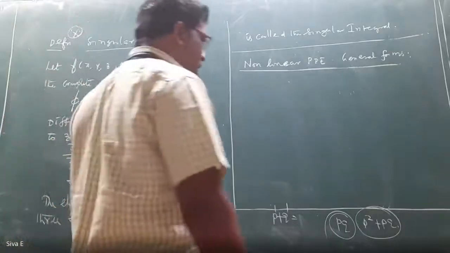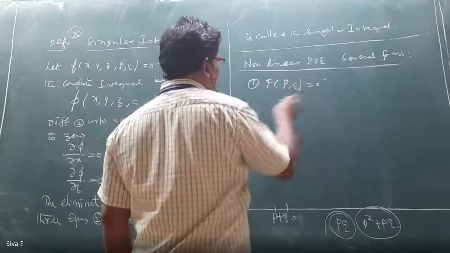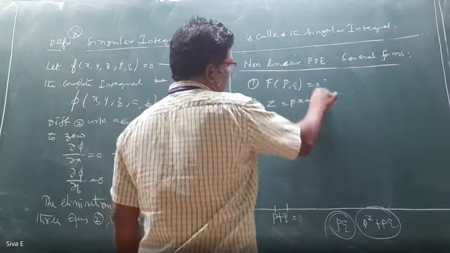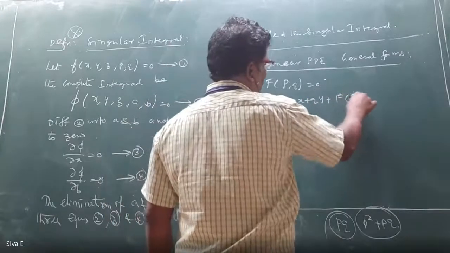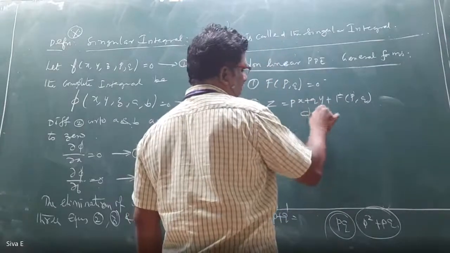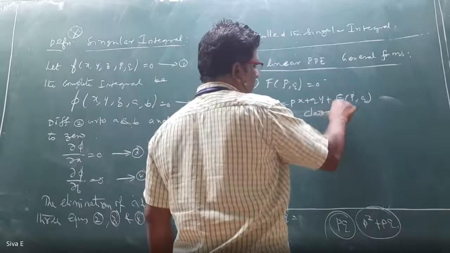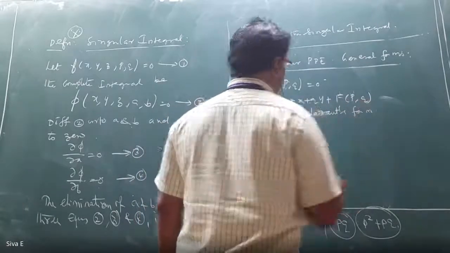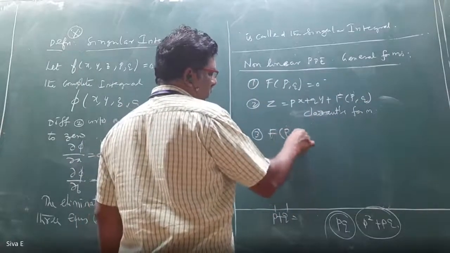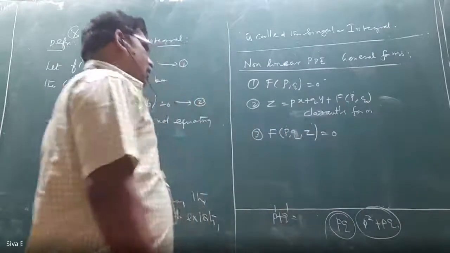What are the forms of the PDE? Form 1, f of p comma q equal to 0. Second one, z equal to px plus qy plus f of p comma q. It is called the Clairaut's form. Third one is f of p comma q comma z equal to 0.